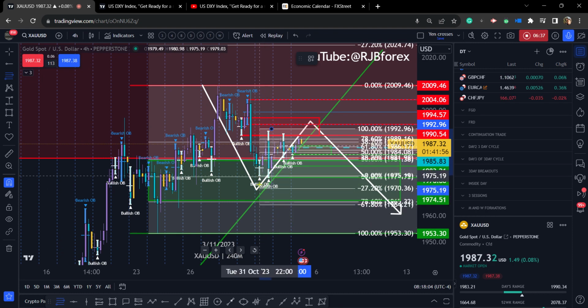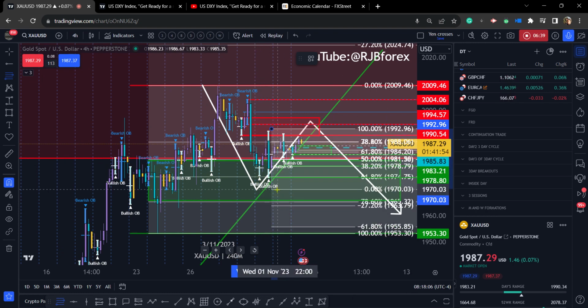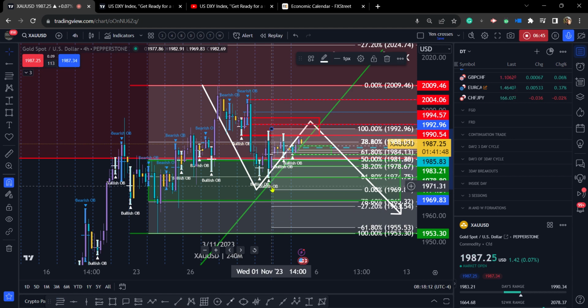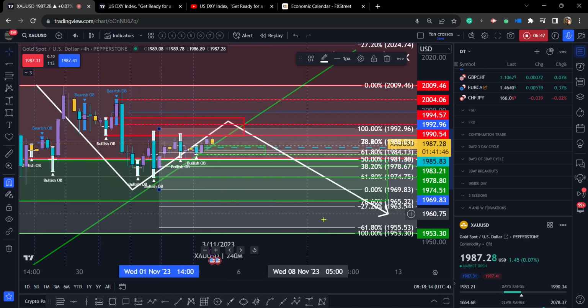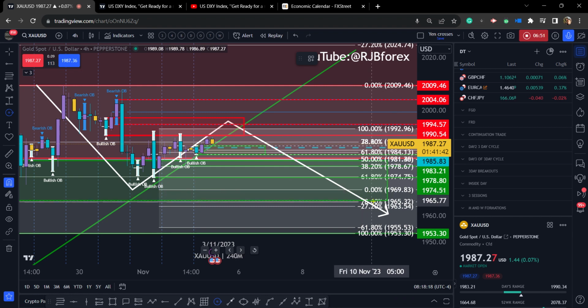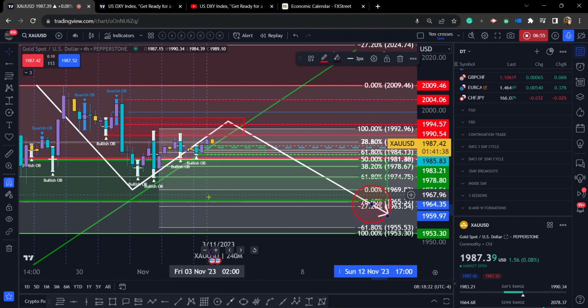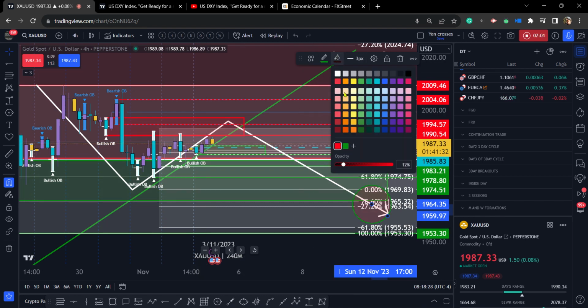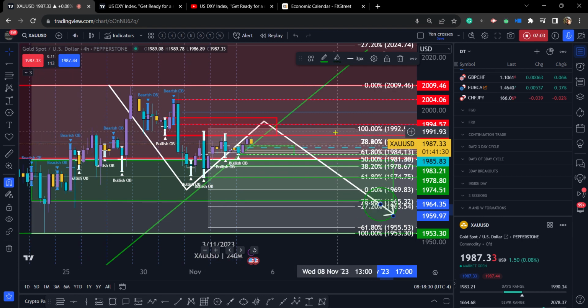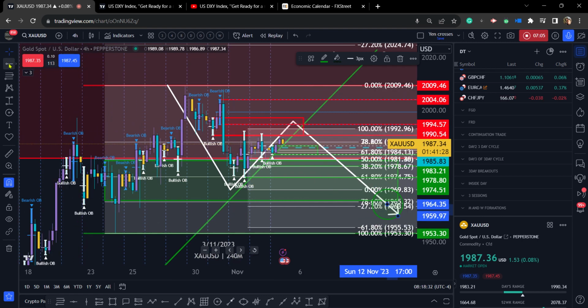to test, first of all, 1970, 1963, as per the confluence of the minus 272 and 78.6, right? So that is a confluence area for the target to the downside. We'll just mark that there.